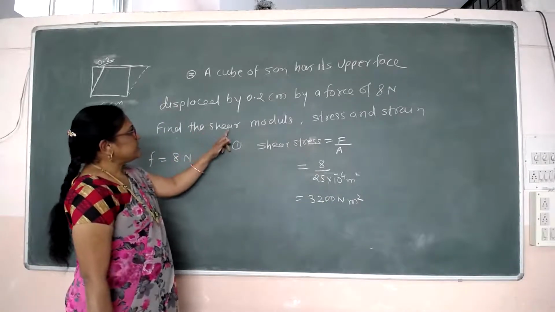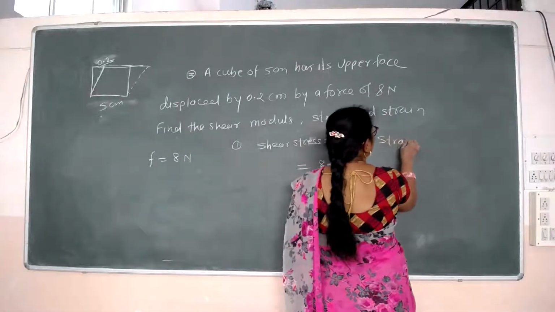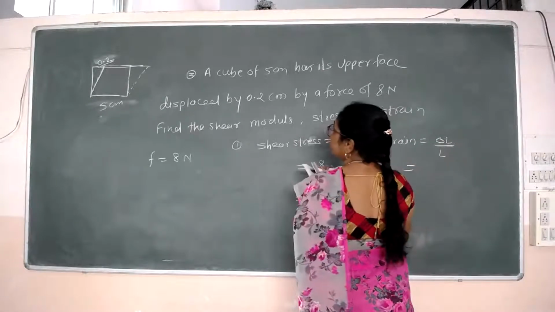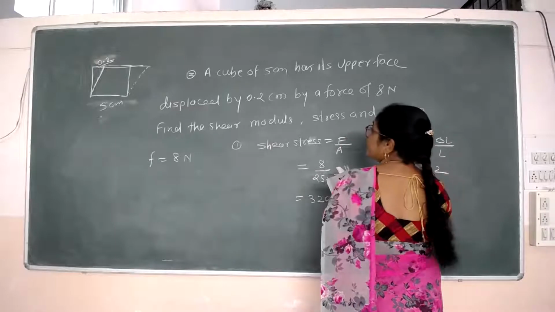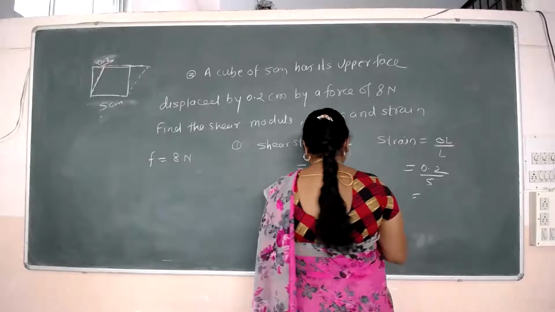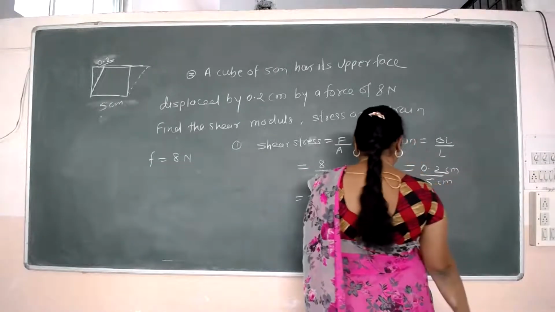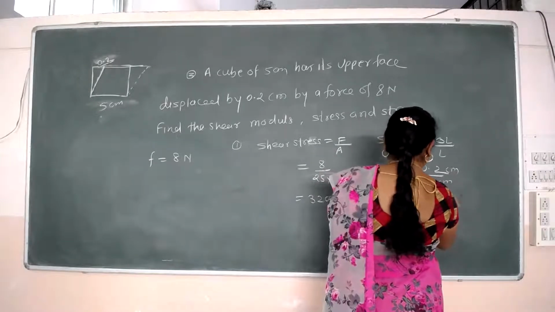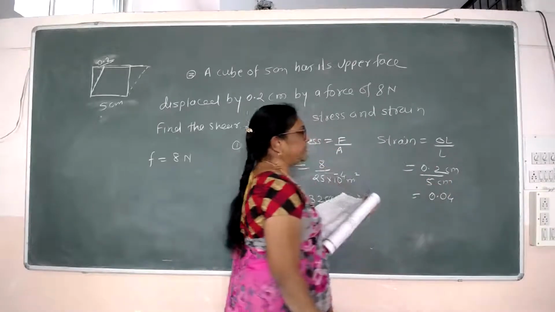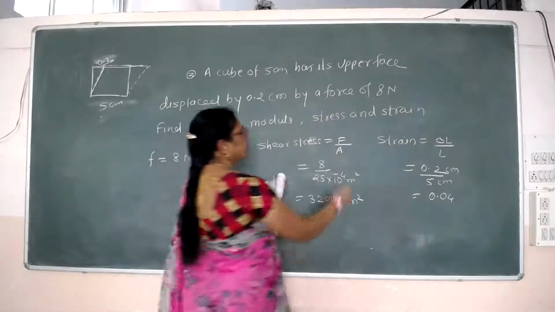Find the shearing modulus, stress and strain. Find out the strain. We know that strain is equal to change in length divided by original length. The change in length is 0.2 and the original length is given as 5. So calculate the shearing strain: 0.2 centimeter divided by 5 centimeter. The answer is 0.04, and this strain is a unitless quantity because the centimeter gets cancelled. So in this time we calculate the second part also.